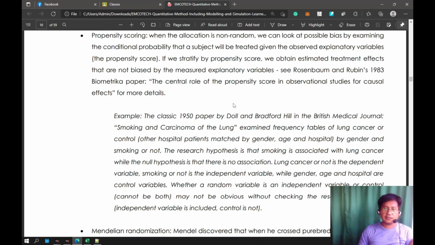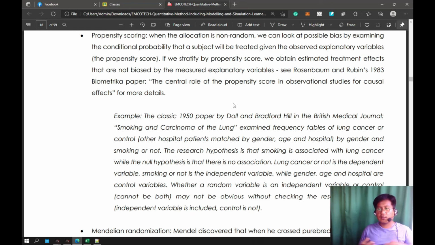For example, the classic 1950 paper by Doll and Bradford Hill in the British Medical Journal, Smoking and Carcinoma of the Lung, examined the frequency tables of lung cancer patients or control hospital patients matched by gender, age, and hospital, by gender and smoking or not. The research hypothesis is that smoking is associated with lung cancer, while the null hypothesis is that there is no association.